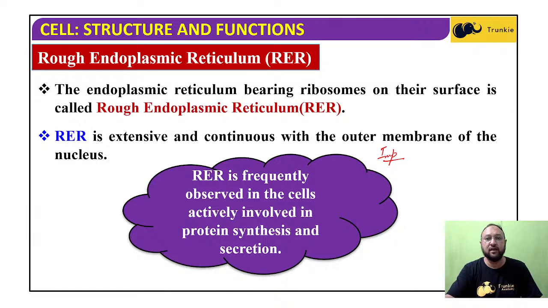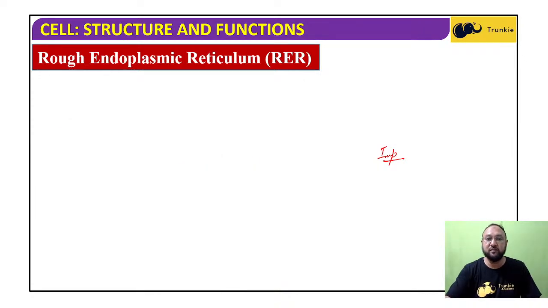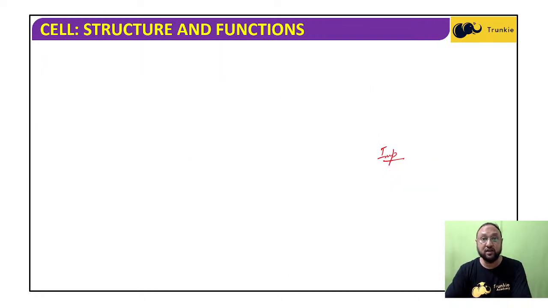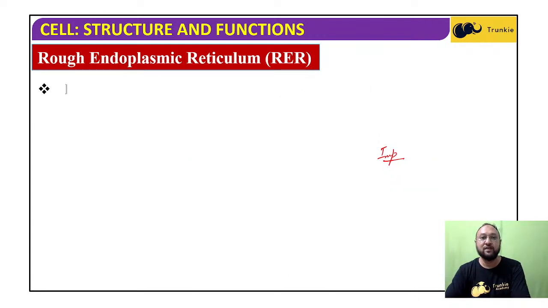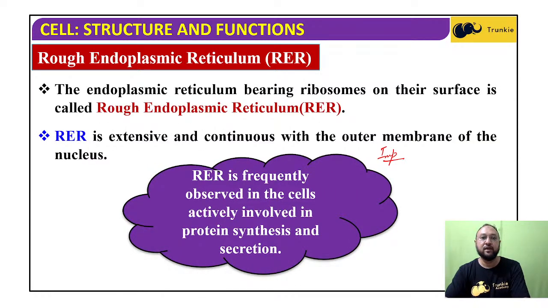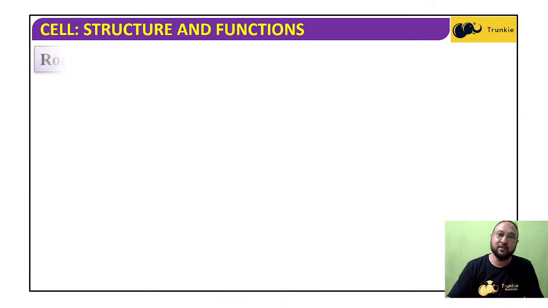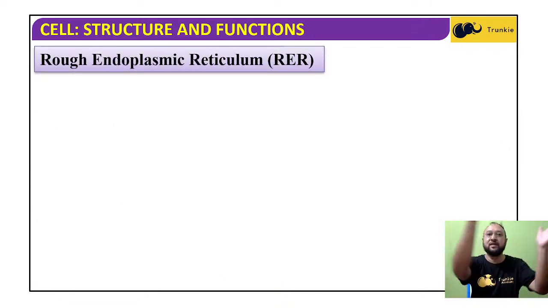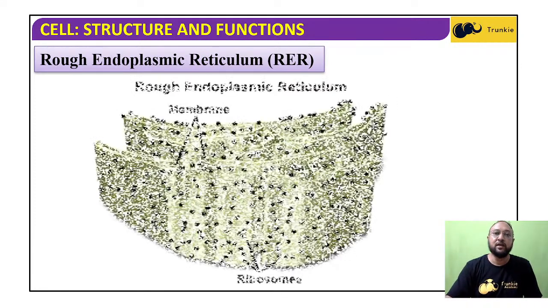Rough ER is extensive and continuous with the outer membrane of the nucleus. As you have seen in the diagram, they are continuous with the outer membrane of the nucleus, forming the endoplasmic reticulum.